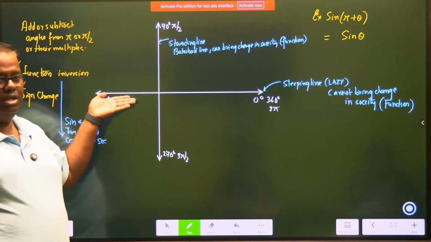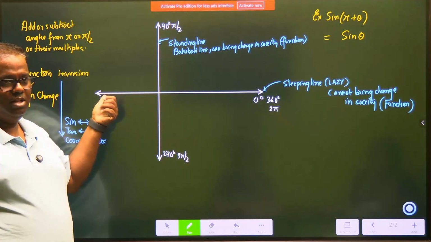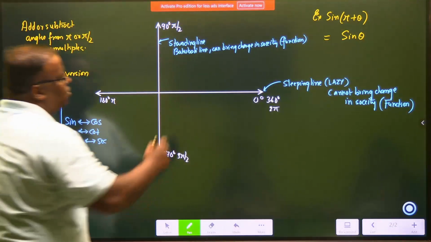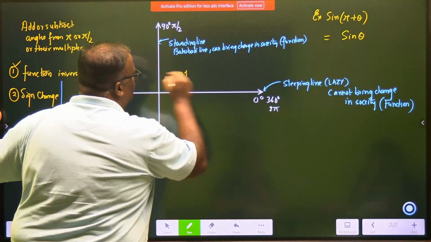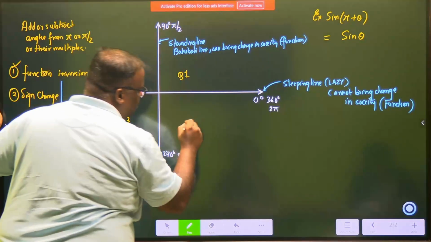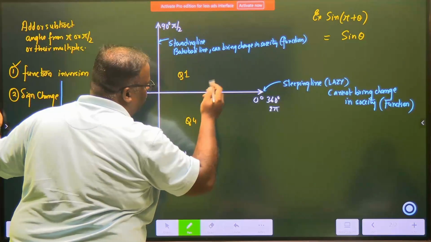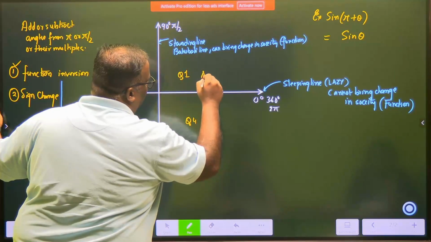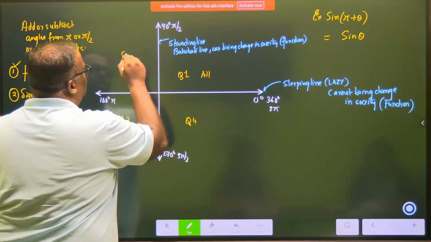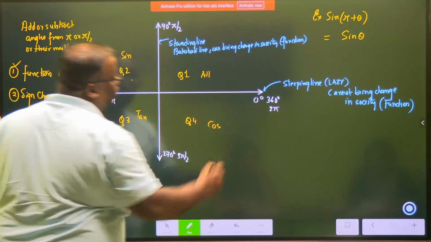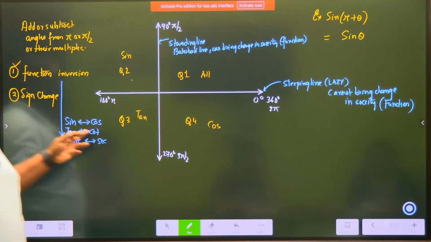Then comes the sign. Sine of pi plus theta. Where are you falling? Third quadrant. You know this? So this is your quadrant 1. This is quadrant 2. This is quadrant 3. This is quadrant 4. And as we say, all sine, tan, cos, add sugar to coffee, after school to college, whatever you want. All sine, tan, cos. Where did you land up now? You landed up in third quadrant.